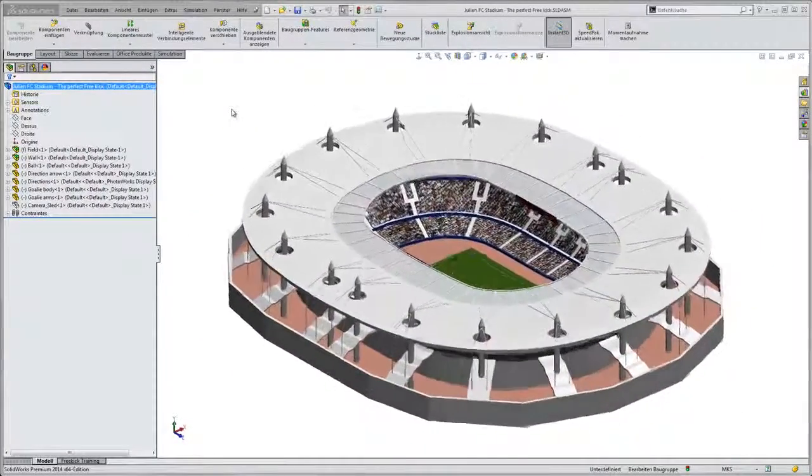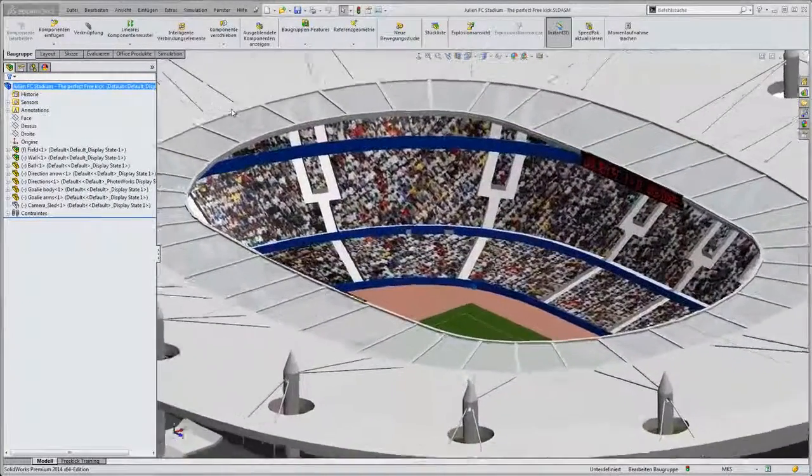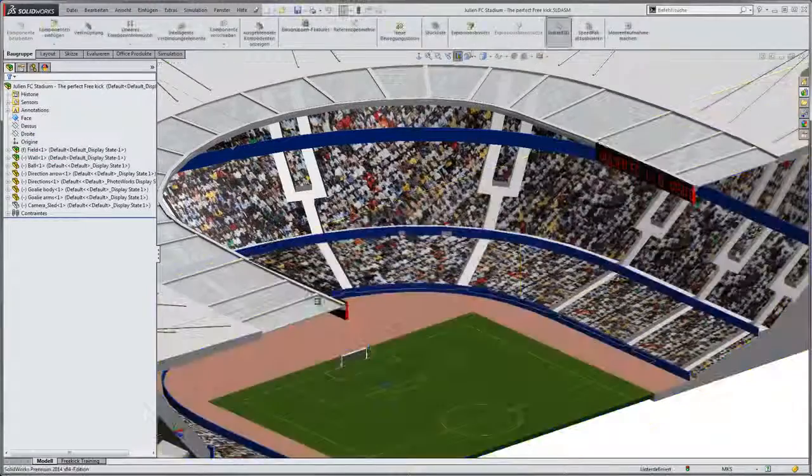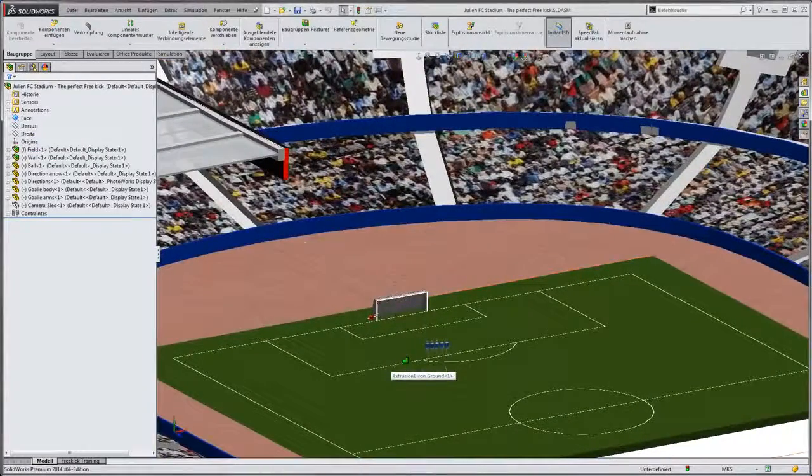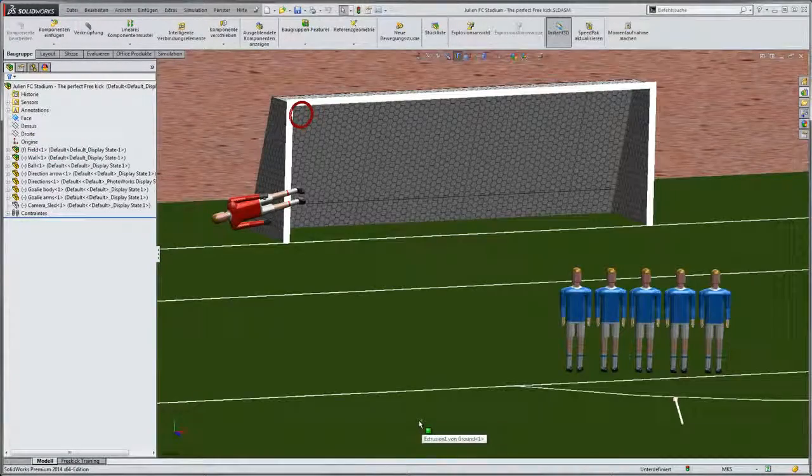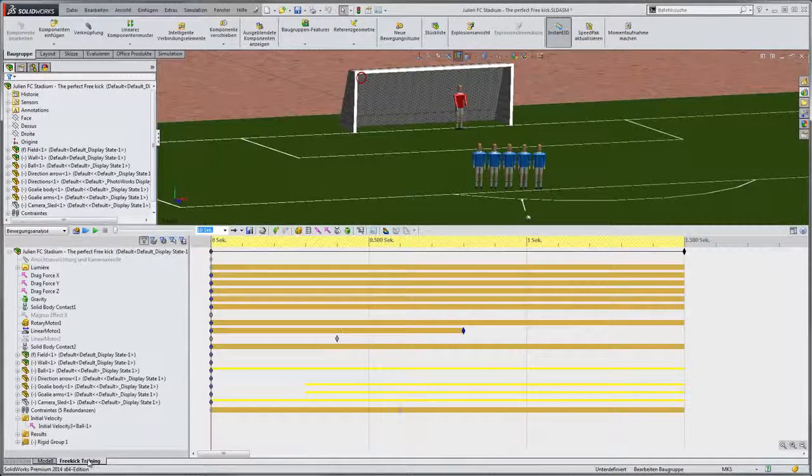First, we need to have a geometry. Not necessarily to have this nice stadium, but we need to have geometry for, of course, the ball, the wall, the goal and the goalkeeper. I am opening the motion study already created here at the bottom.